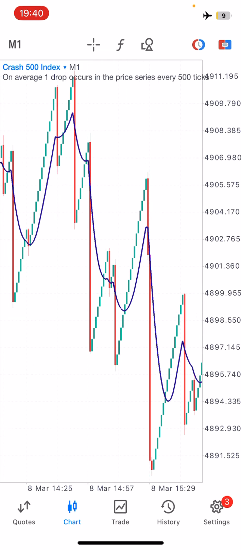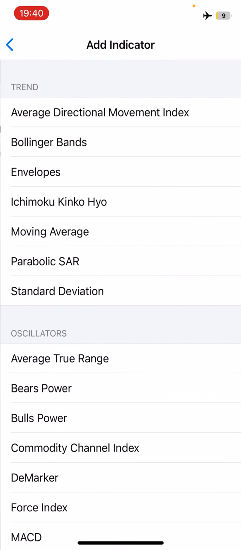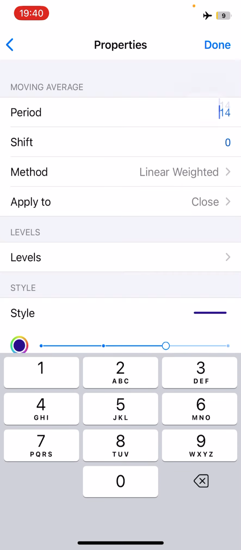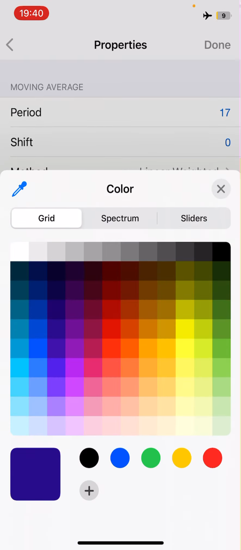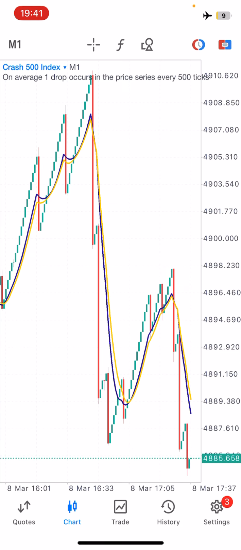The second indicator that we want to add is also a moving average again, and this time it is going to have a period of 17. So I'm going to change this 14 to a 17. Everything else remains the same: the method, the shift, the apply to. I'll just change the color for this one so that it's quite clear for you guys, and I'll click on done. As you can see, we now have that yellow moving average of period 17.